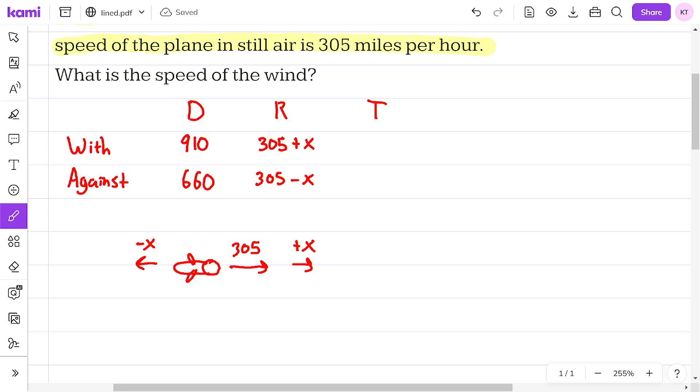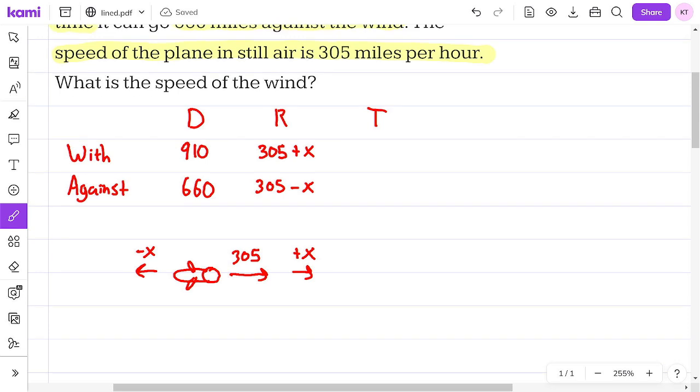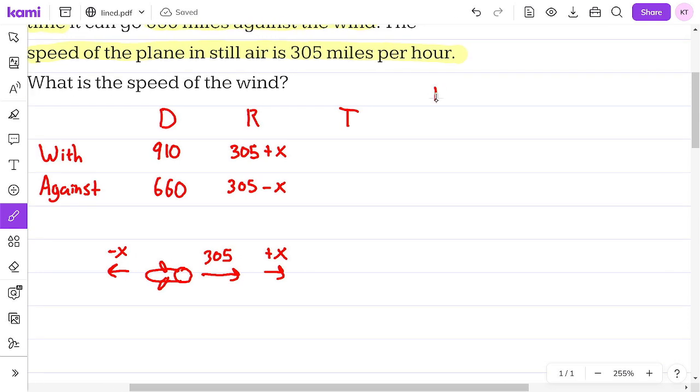And then, using distance, rate, and time, I can manipulate that equation here, because distance equals rate times time. We're trying to figure out what time is, so time is going to be equal to distance divided by rate. So I can take my distance, which is 910, and divide that by my rate, which is 305 plus x, and then the same thing with against, so I'll do 660 this time, divided by 305 minus x.